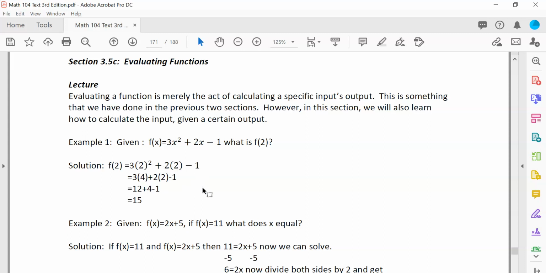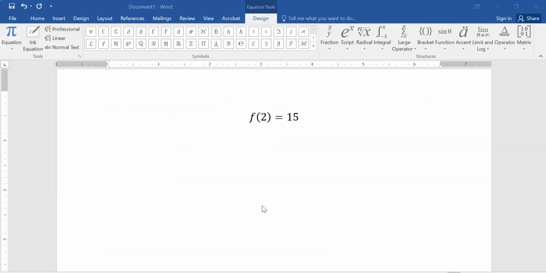So calculate that all out. 3 times 2 squared plus 2 times 2 minus 1. And we end up with a 15. Now, just as a note, when you write your answer, you can write it this way. f of 2 is equal to 15. And we saw in the last video that this notation means that you plug in a 2 as your input and you get out a 15 as your output.